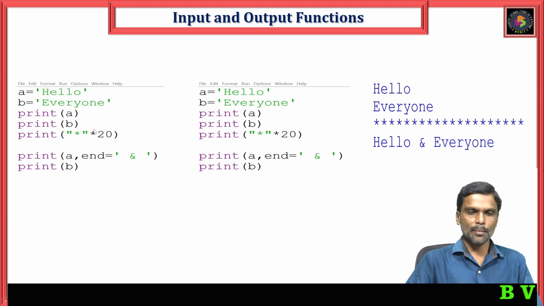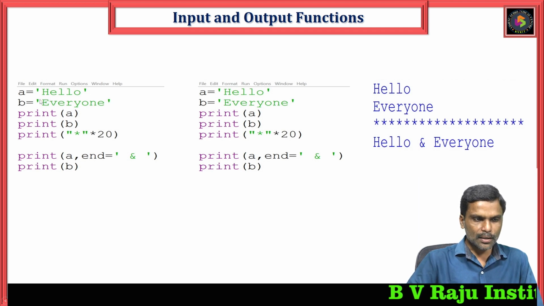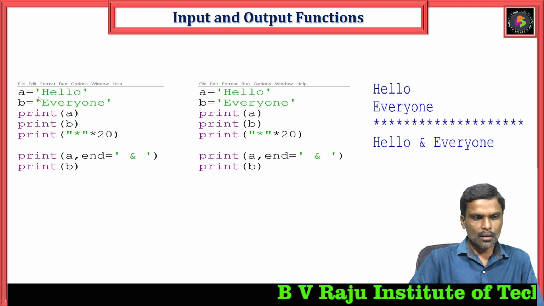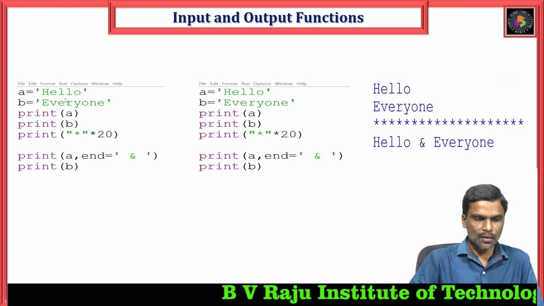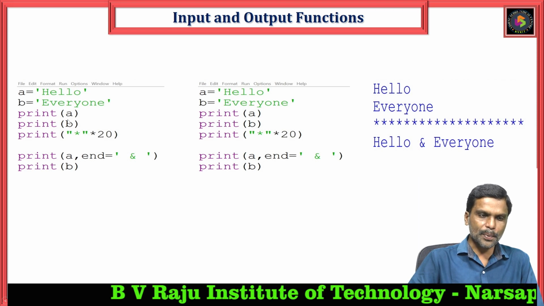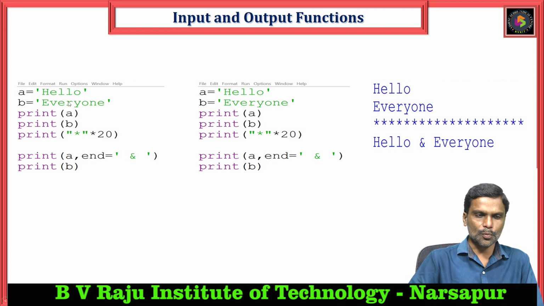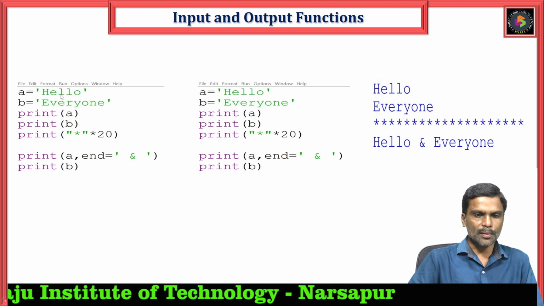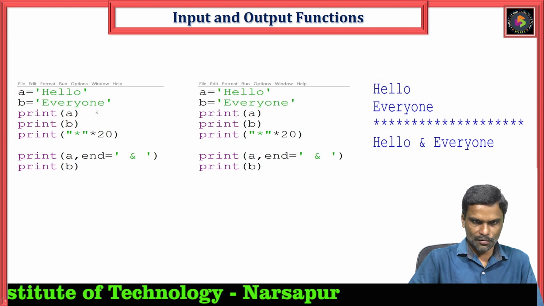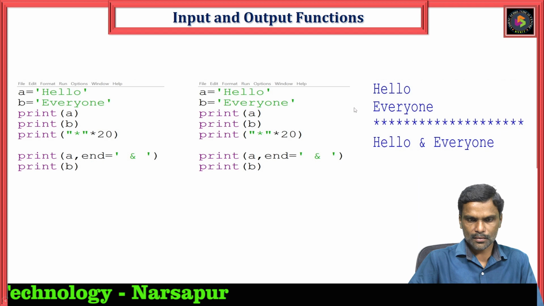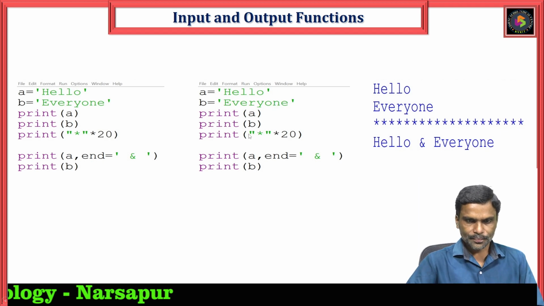Here, with a basic example, I can explain that. I am taking the first part. A is equal to hello, which is one string. B is equal to everyone, which is another string. If I print A, I will get the output hello. Print B, I will get the output everyone. This is displayed at the end of this.